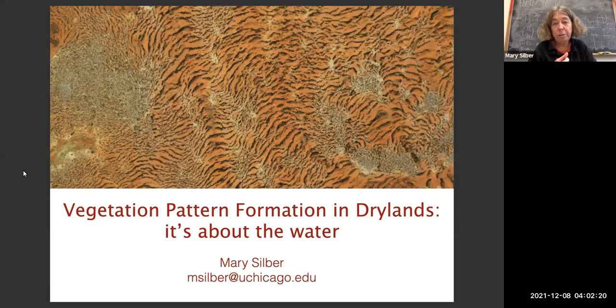Let me just tell you what you're looking at here in case you don't know. That's not tiger stripes. What that is a picture of, it's just an image grabbed from Google Maps from the Horn of Africa near the Somalia-Ethiopia border. And what you're seeing are dark bands which represent vegetation, and then these orange bands that correspond to bare soil. So this is the pattern formation problem I'm interested in.